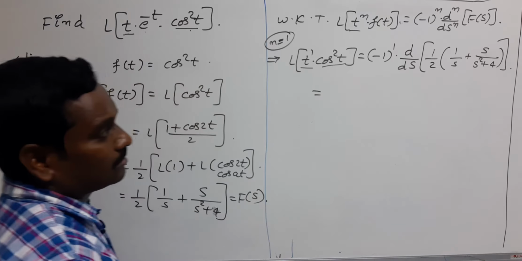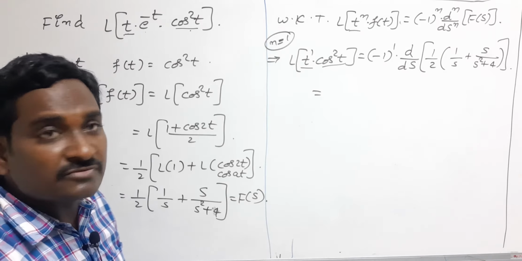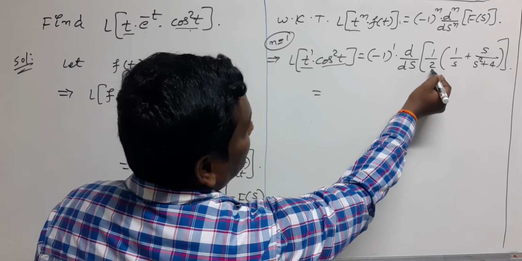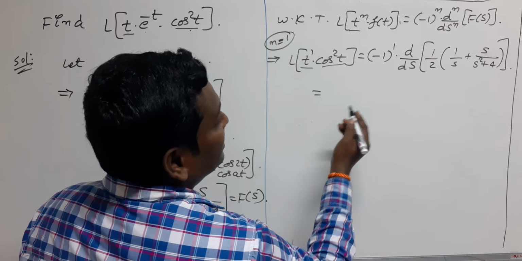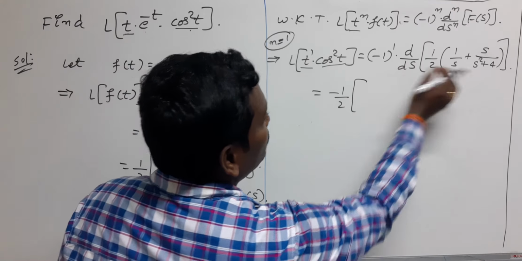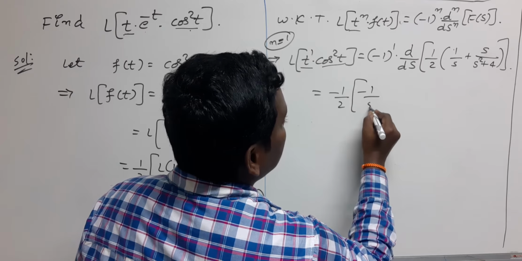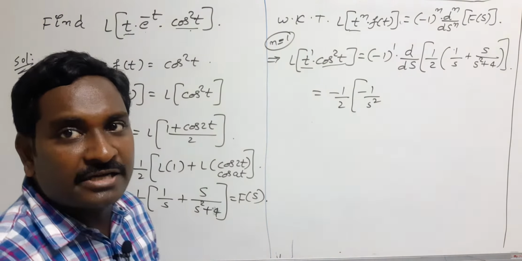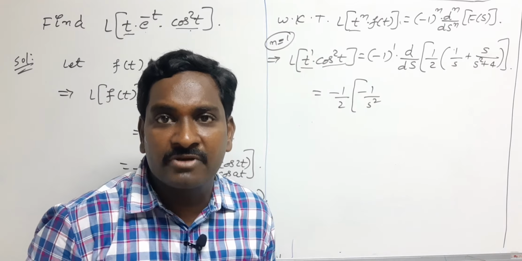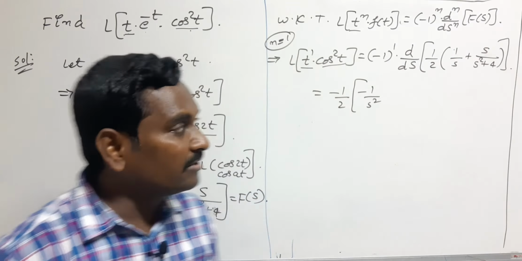So 1 by 2 into 1 by s plus s by s square plus 4. That is equal to minus 1 whole power 1. Minus 1 whole power 1 is nothing but minus 1. 1 by 2 is the constant term. Take it outside from the derivative. So you will get 1 by 2 and take this derivative to inside. Derivative of 1 by s is minus 1 by s square. Direct formula: derivative of 1 by x is minus 1 by x square. In the similar way, derivative of 1 by s with respect to s is minus 1 by s square.